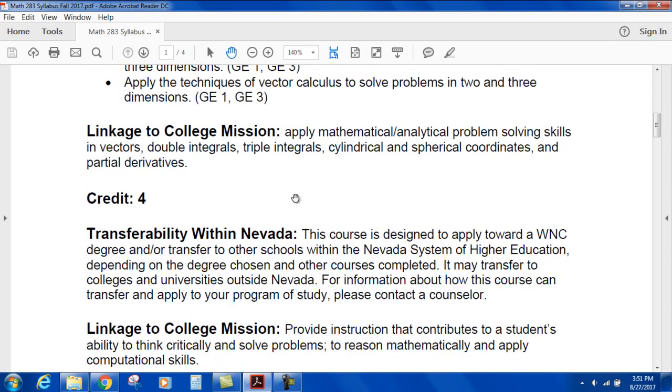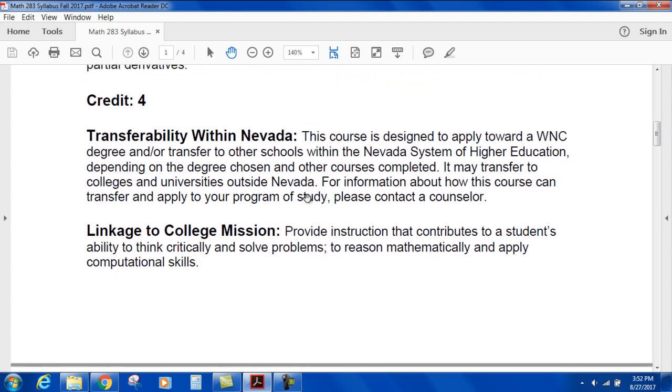Linkage to college mission: apply mathematical analytical problem-solving skills in vectors, double integrals, triple integrals, cylindrical and spherical coordinates, and partial derivatives. It's a 4-credit class, transferability within Nevada. This course is designed to apply toward a WNC degree and/or transfer to other schools within the Nevada system of higher education, depending on the degree chosen and other courses completed. It may transfer to colleges and universities outside Nevada. For information about how this course can transfer and apply to your program of study, please contact a counselor.